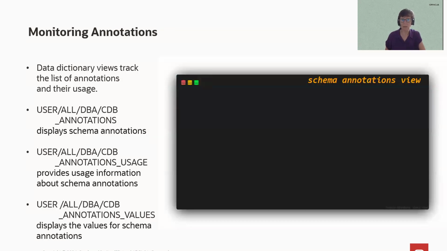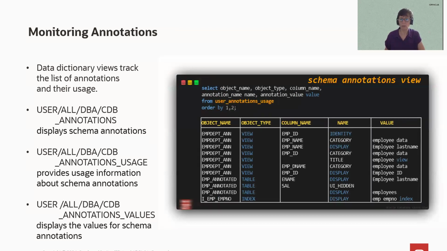So this is our last example, the data dictionary views. You have several views. We will concentrate here on user annotations usage. What you can see is, of course, the object name and the object type. Here you see all the created objects we just showed in this example, with the column name, the name of the annotation, and the value. So you get a very nice overview of all the annotations.